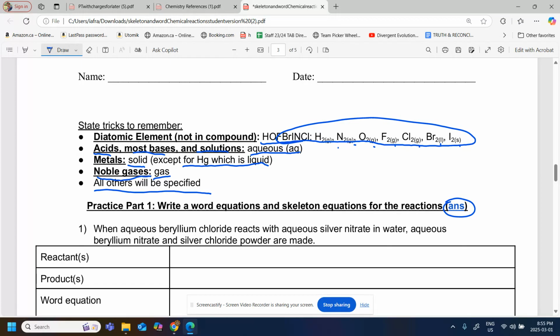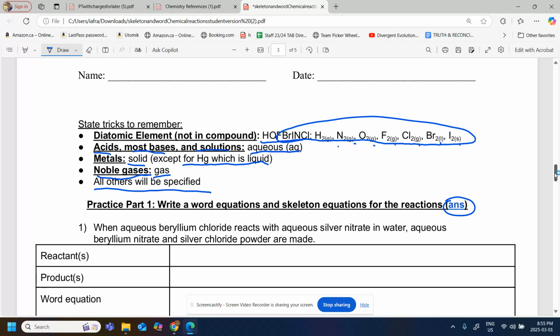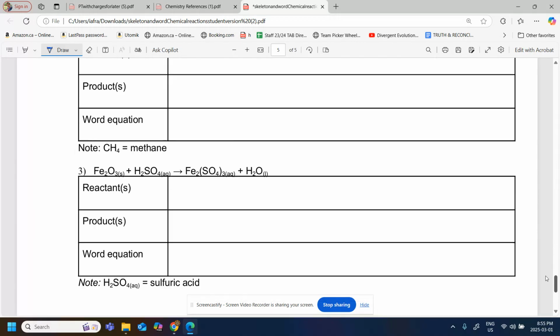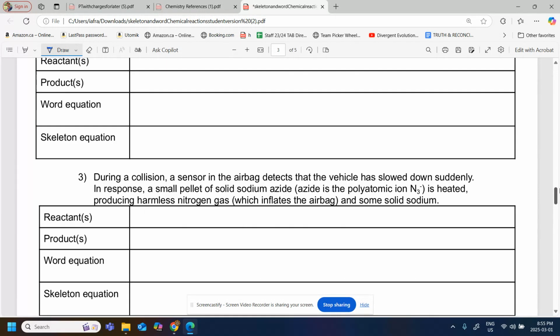The more practice you do, the more you realize, okay, a metal is usually solid unless it's stated otherwise. It'll make sense to you as you do more and more practice. So attempt these problems here and then check your answers. There'll be a video lesson for you to check your answers as well.